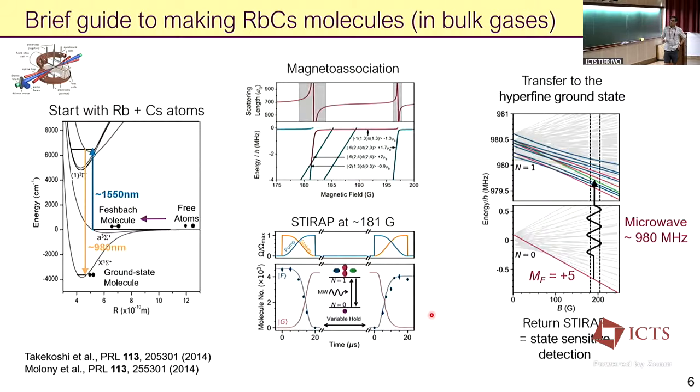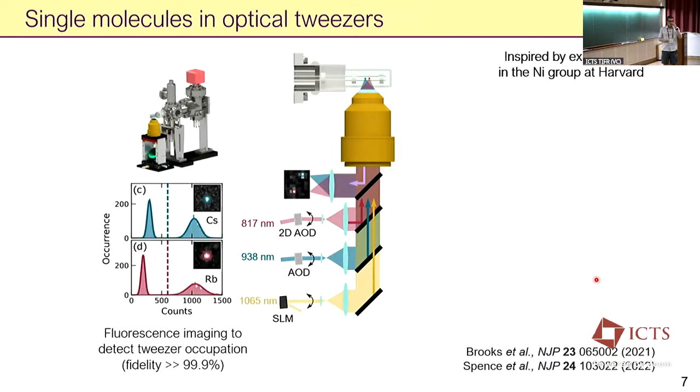Another point to emphasize is this return stirrup only addresses this state, and so it effectively gives us a state-sensitive detection. So we only detect population that remains in this state. And that's how we make and detect our molecules. So what does this look like in tweezers?